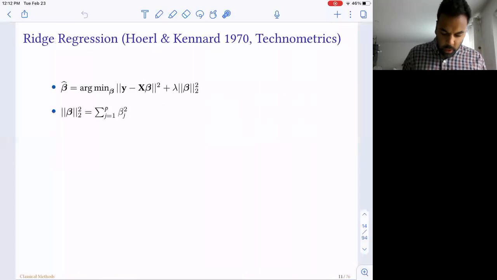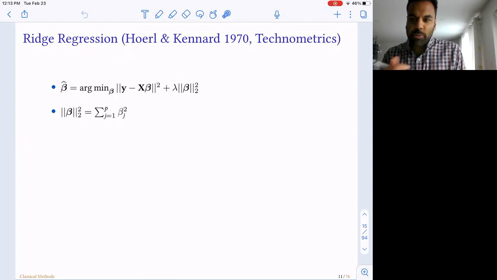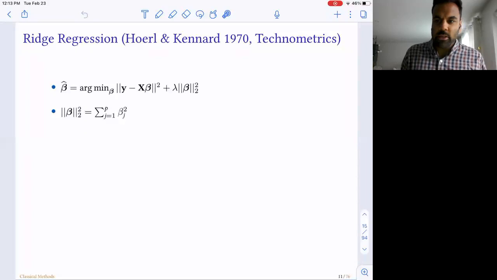In about 1970, in a seminal paper published in Technometrics, these authors proposed what we call ridge regression. Basically the idea is that they proposed adding a penalty, which is a kind of constraint on the amount you can spend on your beta. This penalty is the L2 norm squared, which is just the sum of the individual betas squared.